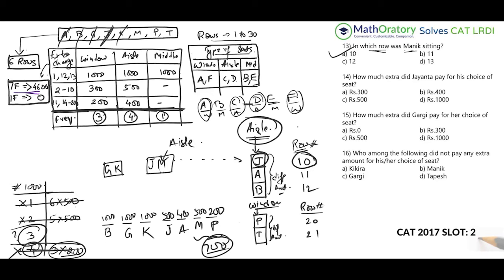So now let us get into the question. The 13th was already done. 14th: how much extra did Jayant pay for his choice of seat? So Jayant, we already know, has paid 500 rupees.